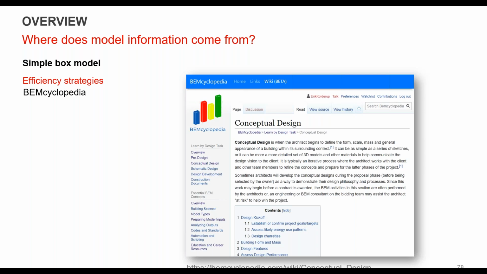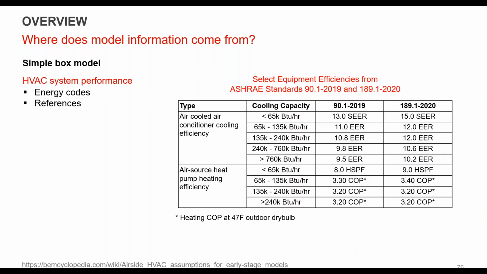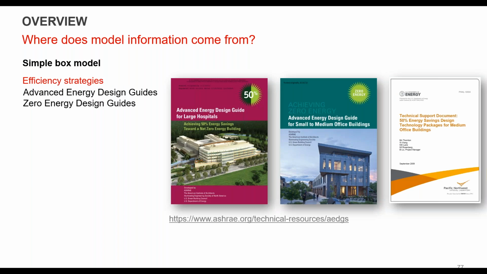Question of 189 versus 90.1. They're very similar in terms of standard. 189.1 covers a little more concerning total resources being consumed by a building. It is considered the high performance standard. Drew, I don't know if you have anything to add to that one.